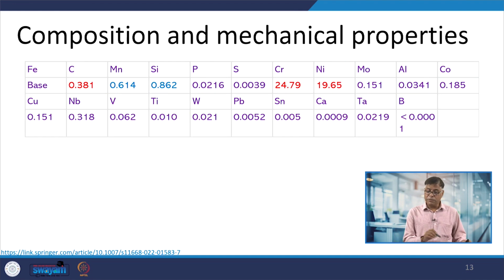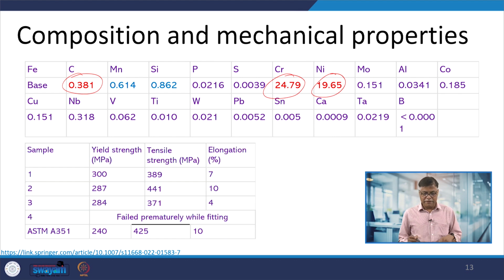Okay. So, the U clamp was analyzed for the composition, and it was found that the carbon content is 0.38, with the main elements chromium at 24.79 and nickel at, say, 19.65. These were the main alloying elements, and based on this, efforts were made to also characterize the composition.